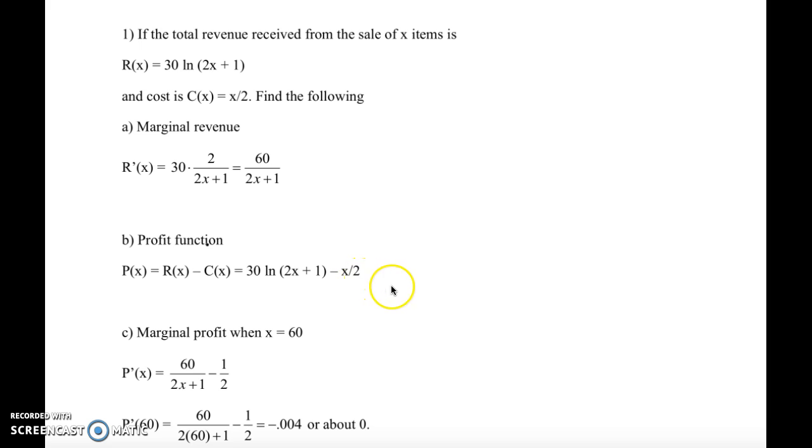In this one, it's kind of complicated to go ahead and try to combine those. It's probably not a good idea. This is sufficient for the profit function. You do not need to try to combine the ln and the minus x divided by 2. It's just going to get horribly messy.